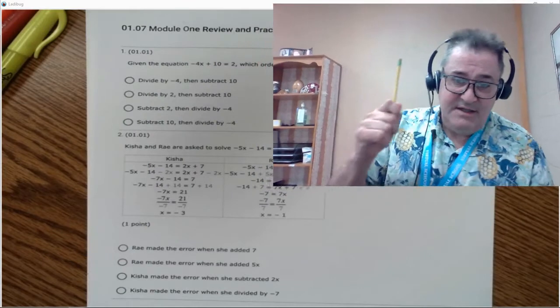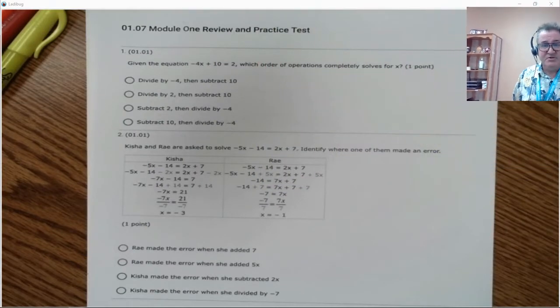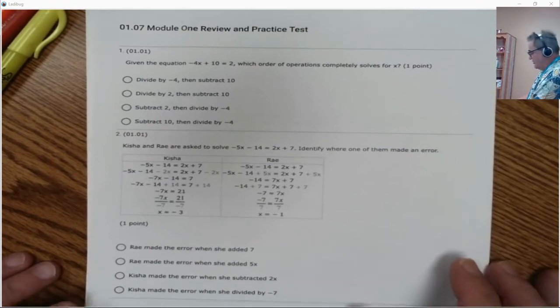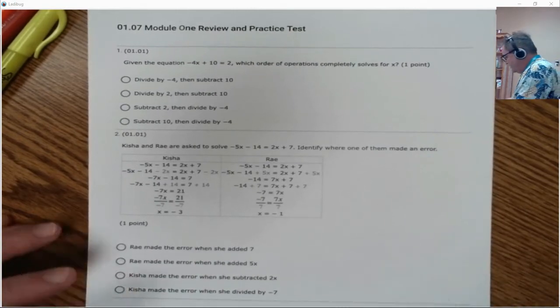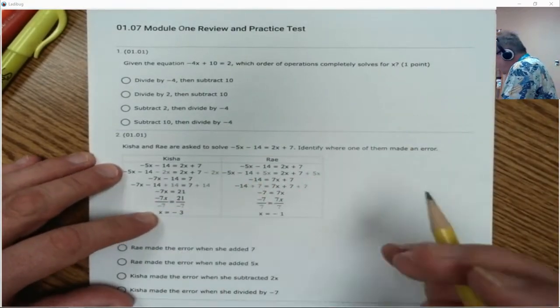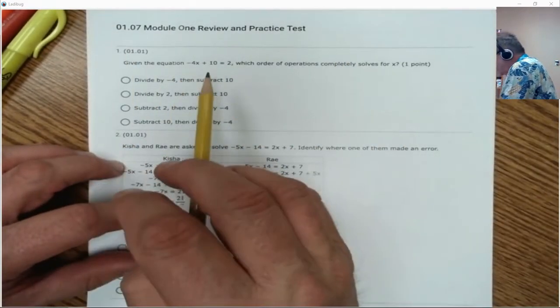This is the Algebra 3 practice test for Module 1. So let's get right to it. I'm going to work this whole practice test to help you out. If you are stuck anywhere, you can see what I did on these same problems and hopefully clear up any confusion you have.